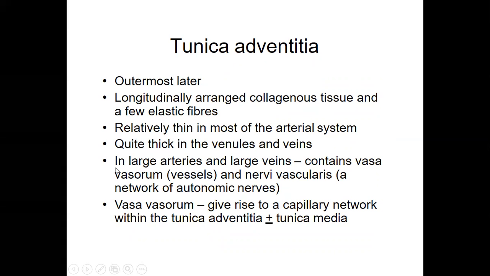In large arteries and large veins, the tunica adventitia contains the vasa vasorum, the vessels inside the tunica adventitia. Not only vessels, we also have the nervi vascularis, the network of autonomic nerves that is also present in the tunica adventitia. The vasa vasorum gives rise to the capillary network inside the tunica adventitia, and sometimes the tunica media. That is regarding the tunica adventitia.